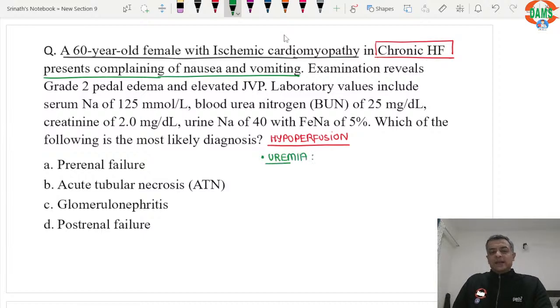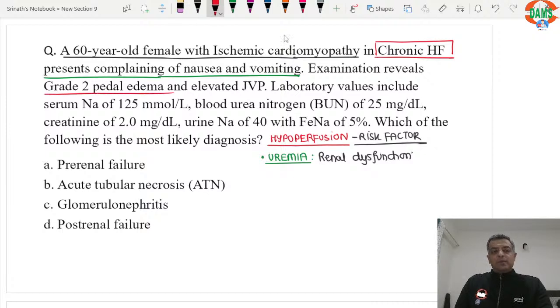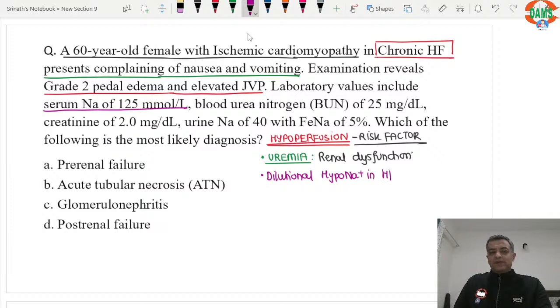But what I always say, in the diagnosis, the hypoperfusion is the risk factor present in this case. The patient has presented with uremia, which told me there is renal dysfunction. Along with that, I also saw grade 2 pedal edema, elevated JVP, again heart failure only. But sodium, there is dilutional hyponatremia present in the patient with heart failure.